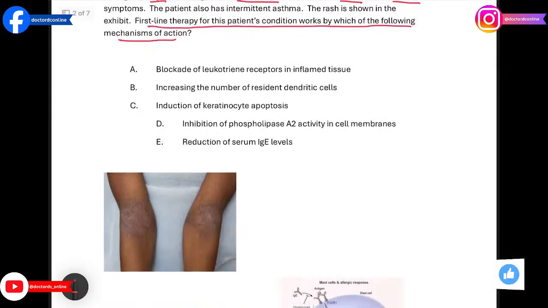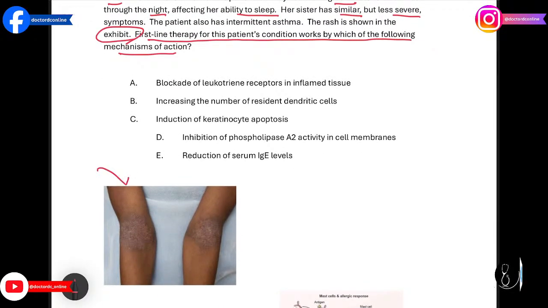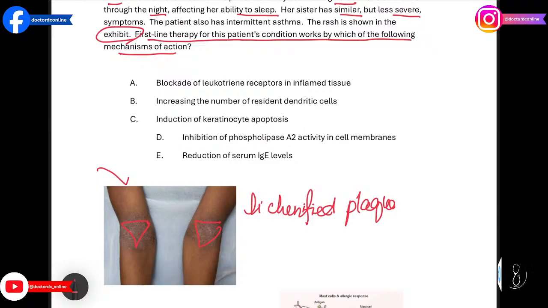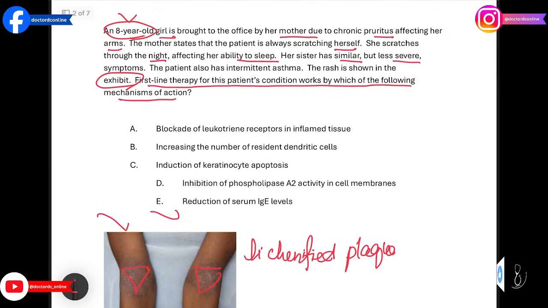First of all, this is the image that is shown in the question. This patient has pruritic lichenified plaques on the bilateral antecubital fossae. Atopic dermatitis is an inflammatory condition caused by genetically mediated epidermal barrier dysfunction and immune dysregulation favoring a T-helper-2 skewed response. Patients typically have a family history and a comorbid atopic condition like asthma or allergic rhinitis, as in this patient.